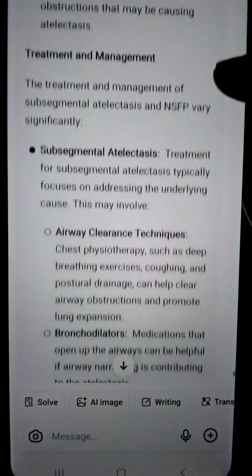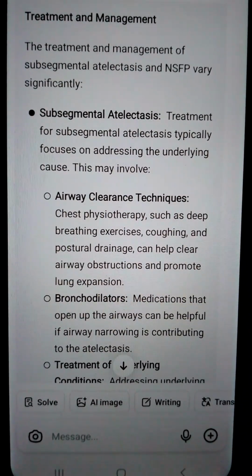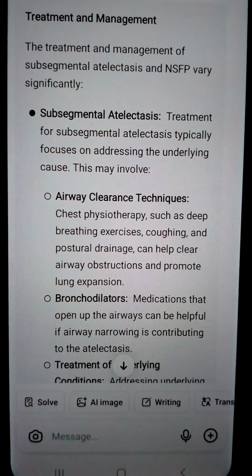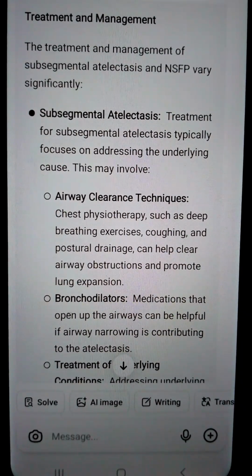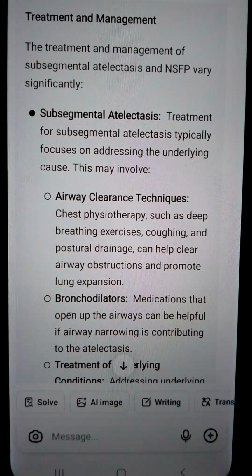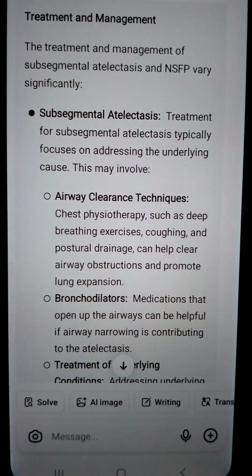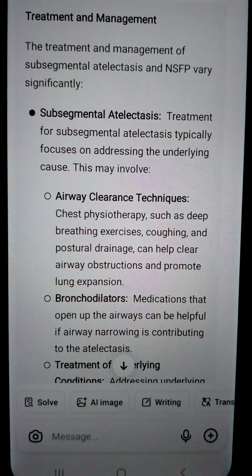Treatment and management. The treatment and management of subsegmental atelectasis and NSFP vary significantly. Subsegmental atelectasis. Treatment for subsegmental atelectasis typically focuses on addressing the underlying cause. This may involve airway clearance techniques. Chest physiotherapy, such as deep breathing exercises, coughing, and postural drainage, can help clear airway obstructions and promote lung expansion.